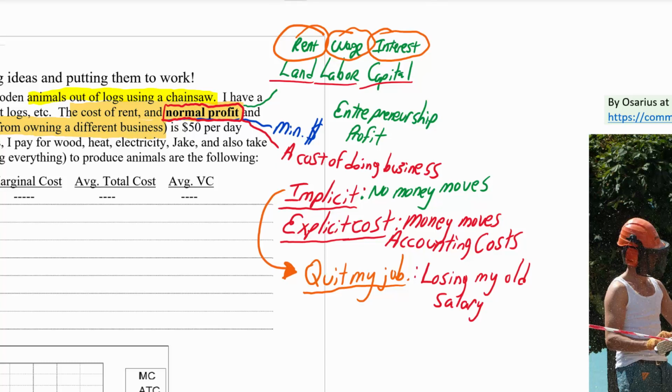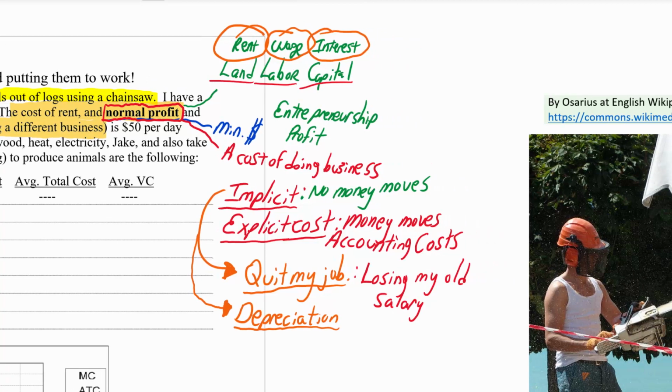Now, one other good example of an implicit cost, and this is one that accountants do take account of, is depreciation. But accountants and economists think about depreciation in a different way. Depreciation means how much of a machine is wearing out over time. Now, to an economist, depreciation really means loss in value of using an asset. The loss in value of an asset because you used it in the business.